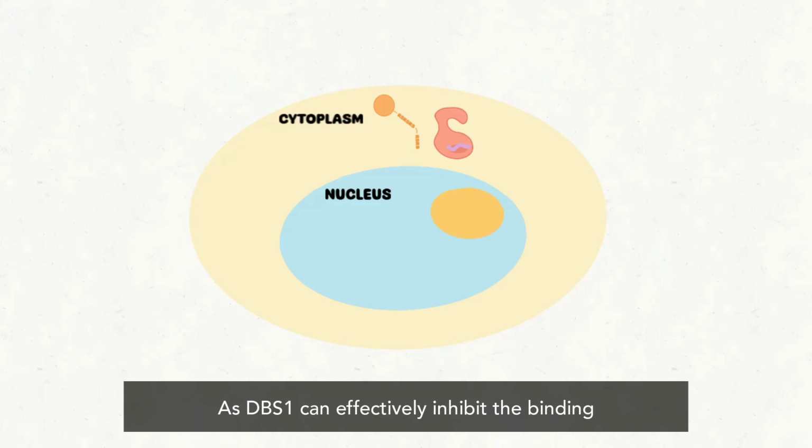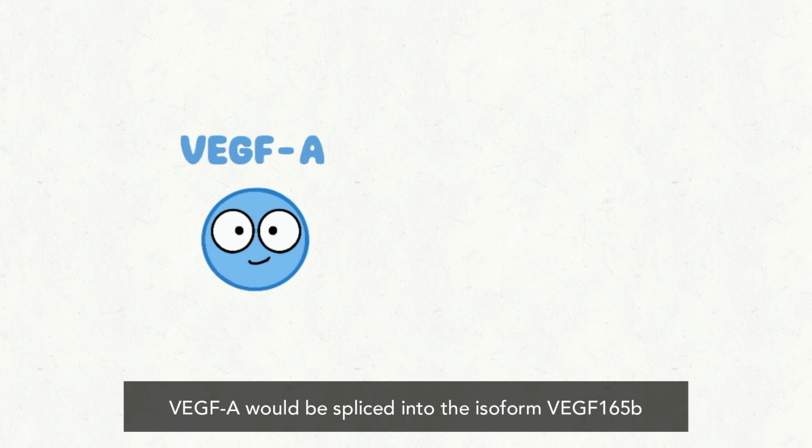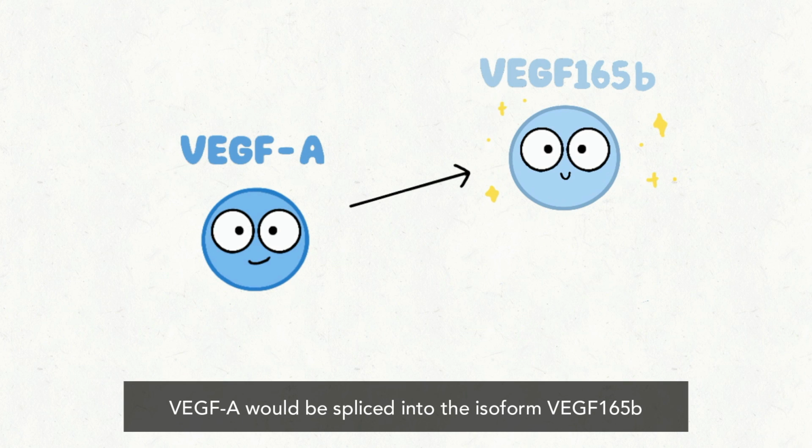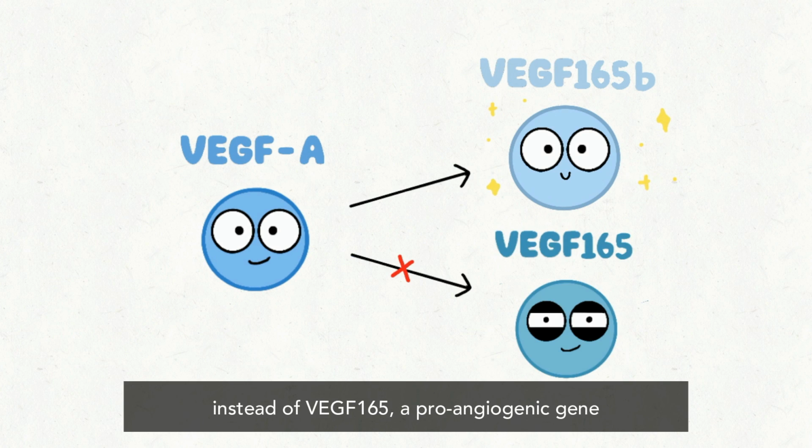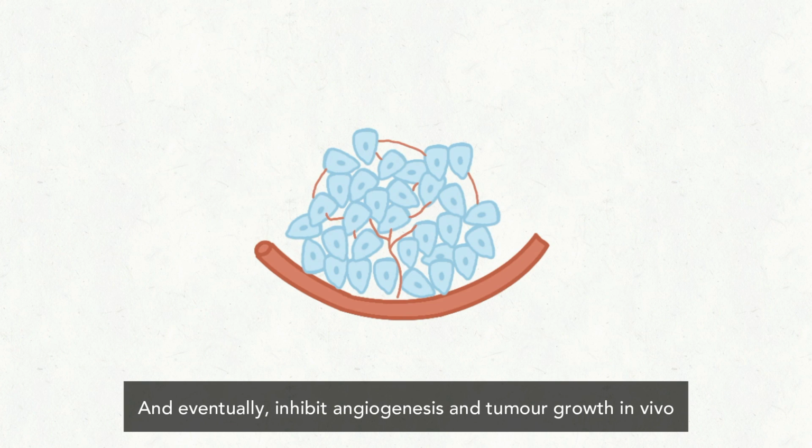As DBS1 can effectively inhibit the binding and phosphorylation of SRSF1, VEGF-A would be spliced into the isoform VEGF-165B, an anti-angiogenic gene, instead of VEGF-165, a pro-angiogenic gene, and eventually inhibit angiogenesis and tumor growth in vivo.